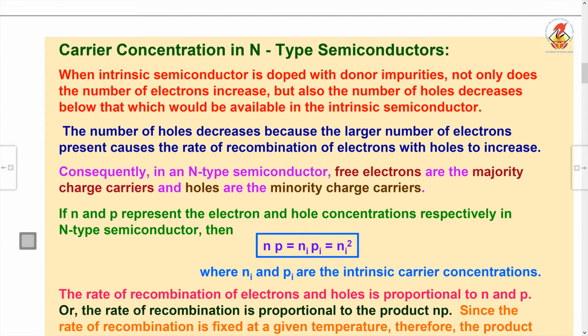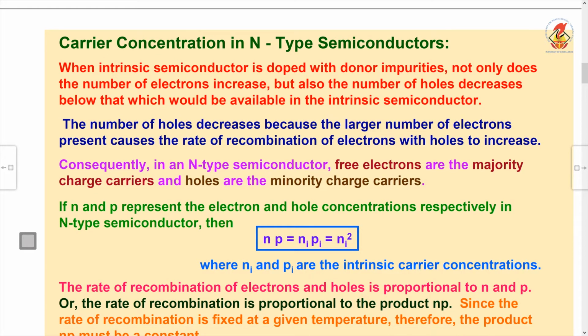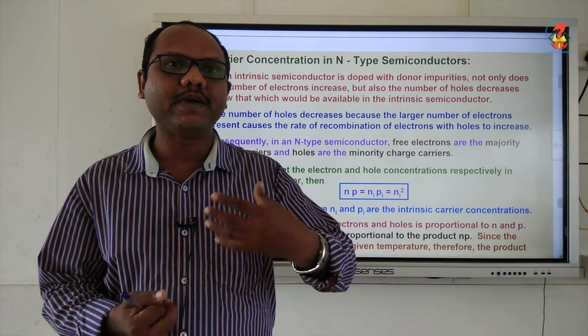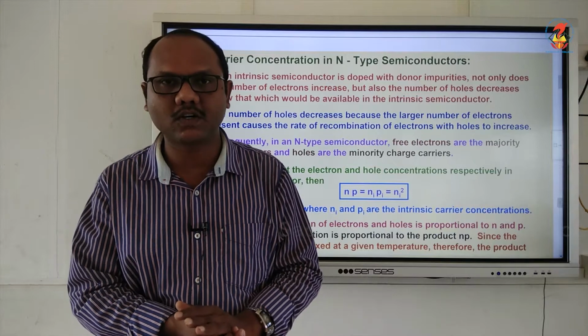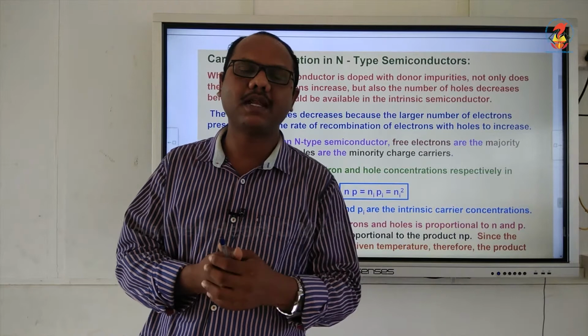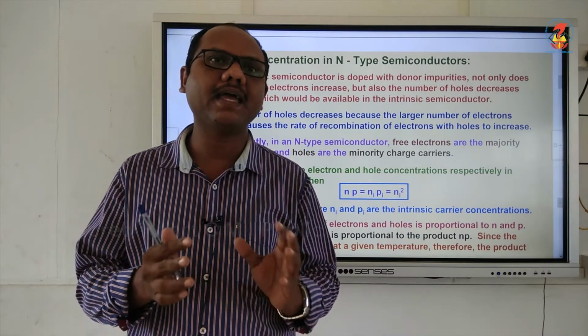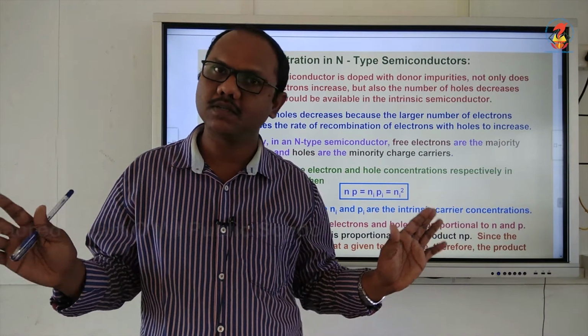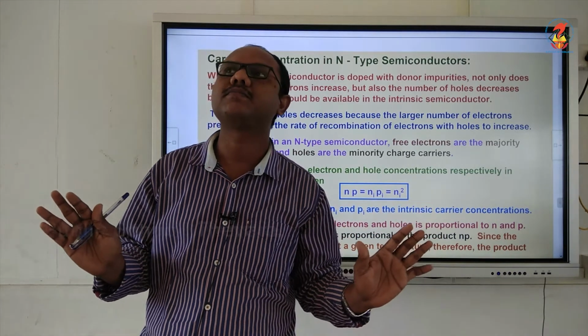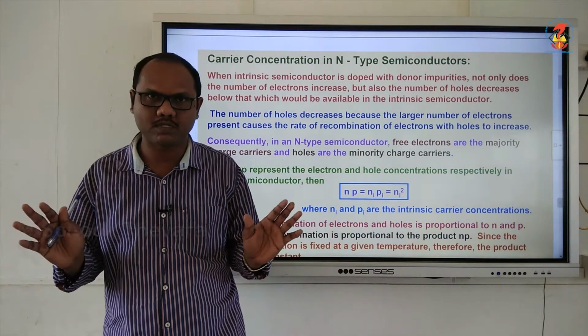Now, we are going to see the carrier concentration in n-type semiconductors. Listen, till now we have been studying like this: when we dope, electrons are getting free, loosely bound electrons are there and they are lying in the donor energy level. Have any holes formed in this case? No, till now no holes are formed.